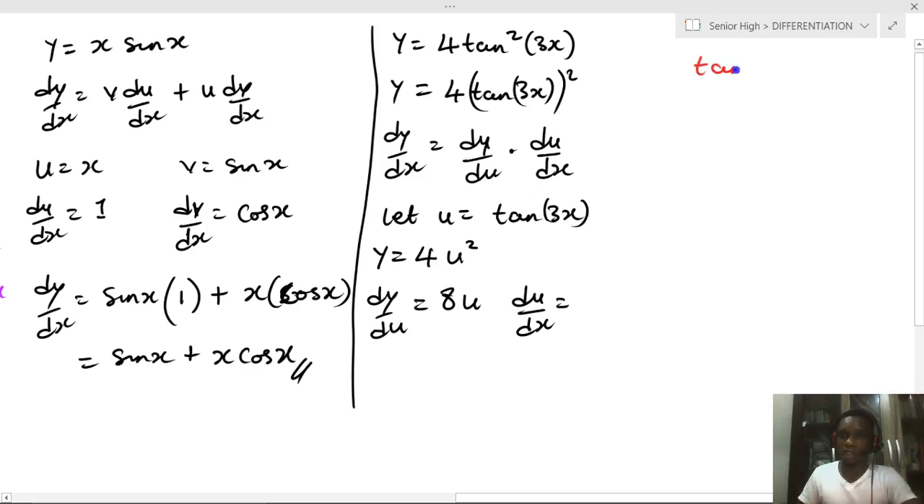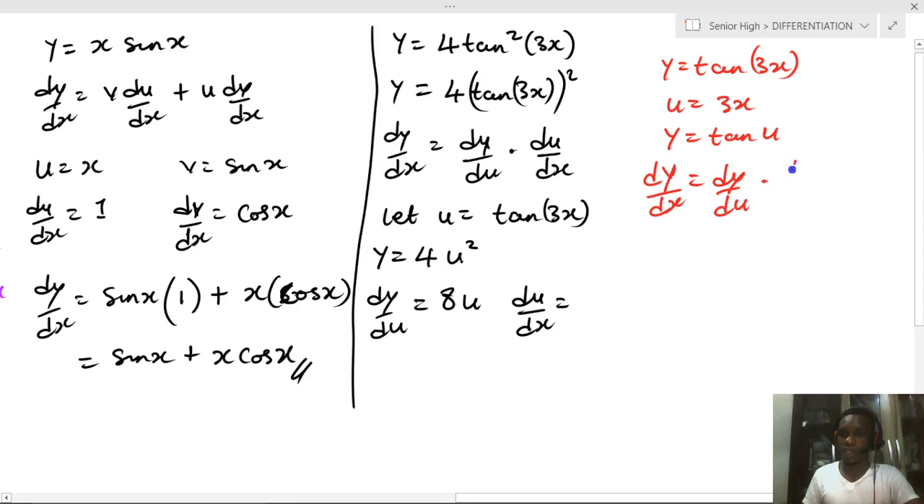We have tan 3x, and now let's put y equal to tan 3x. In this particular case, we can say that let u be equal to 3x. Therefore, our y is equal to tan u. Hence, in solving this particular question, what do we say? Our dy dx is actually equal to dy du multiplying du dx.